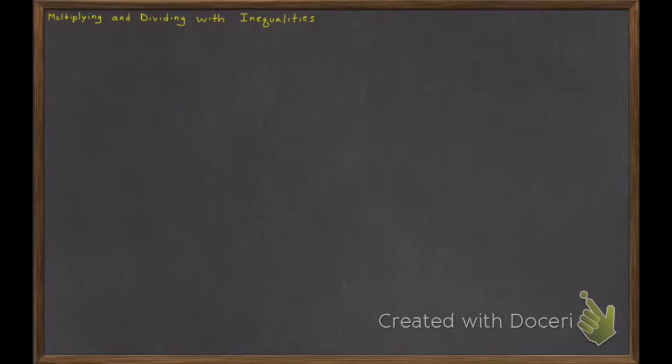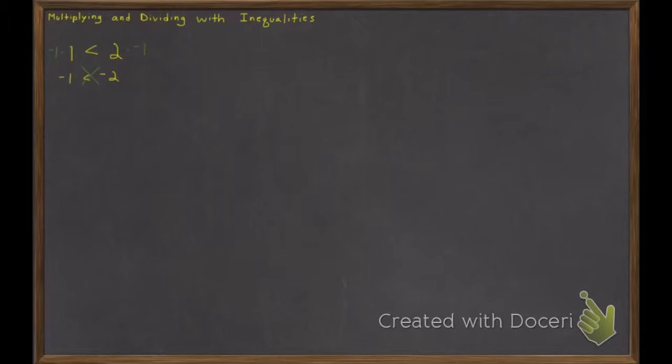Alright, so in this video we'll talk about multiplying and dividing with inequalities. In this we have to really pay attention to negative values. And why is this? Well, if we take the simple example of 1 is less than 2, and we multiply by -1 on both sides, we get that -1 is less than -2. But we see that that is incorrect.